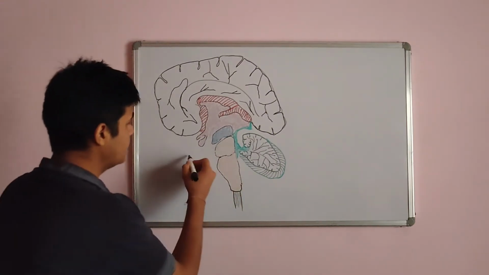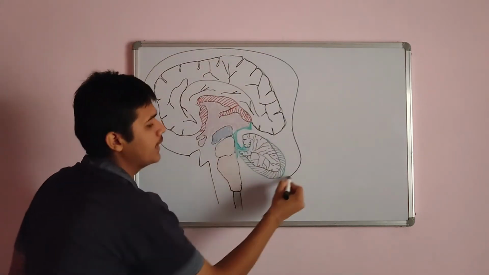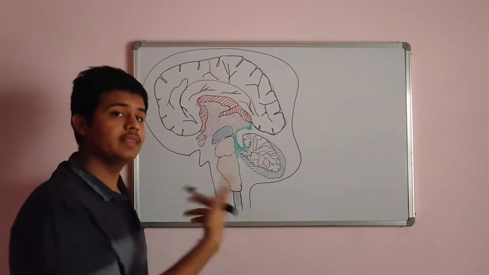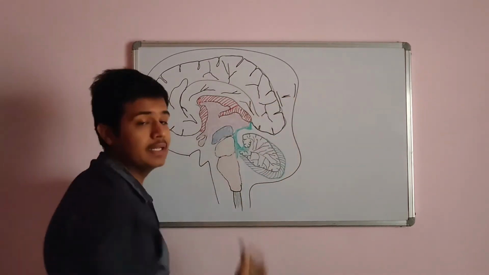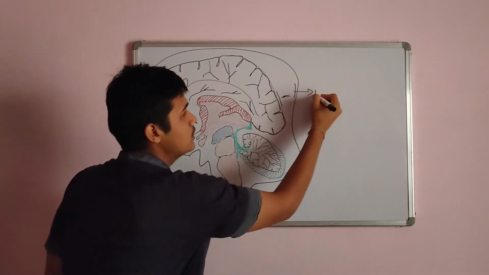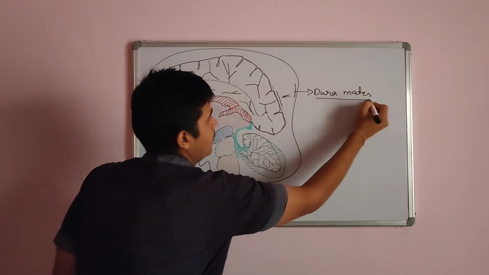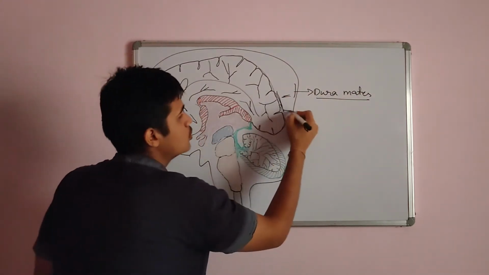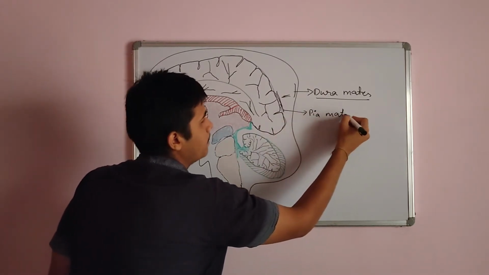Now this brain is well protected in the brain box or cranium of the skull. Again, it is covered by three layers: outer layer, innermost layer and the middle layer. The outer layer is dura mater, which is a tough and fibrous membrane. The innermost layer, which is close to the brain, is a soft layer. We call it pia mater.